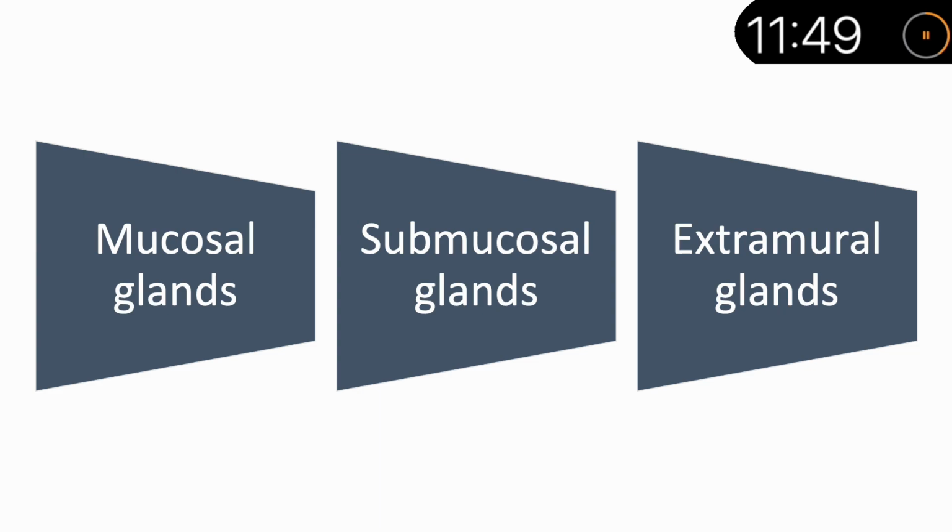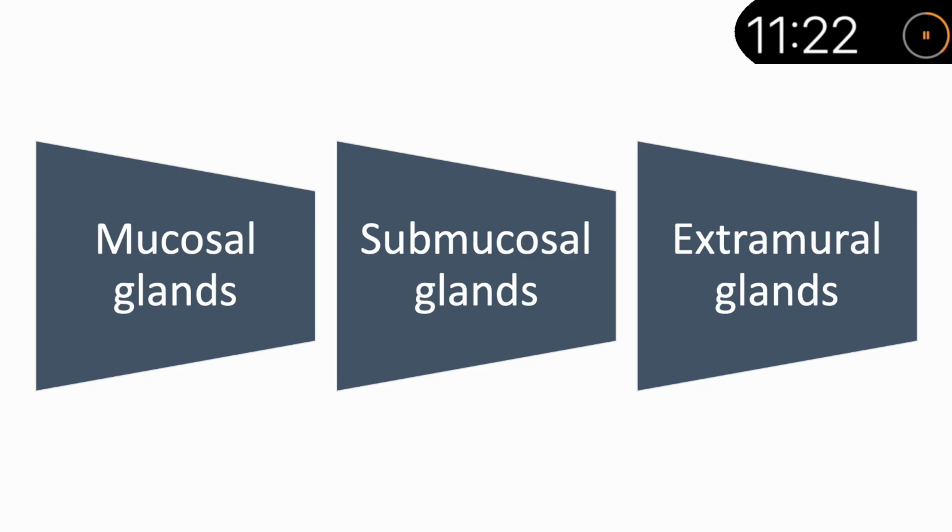The mucosal glands will extend into the lamina propria. Submucosal glands either deliver their secretions directly to the lumen of the mucosal gland or via ducts that pass through the mucosa to the luminal surface. Extramural glands lie outside the digestive tract and deliver their secretions via ducts that pass through the wall of the intestine to enter into the lumen.